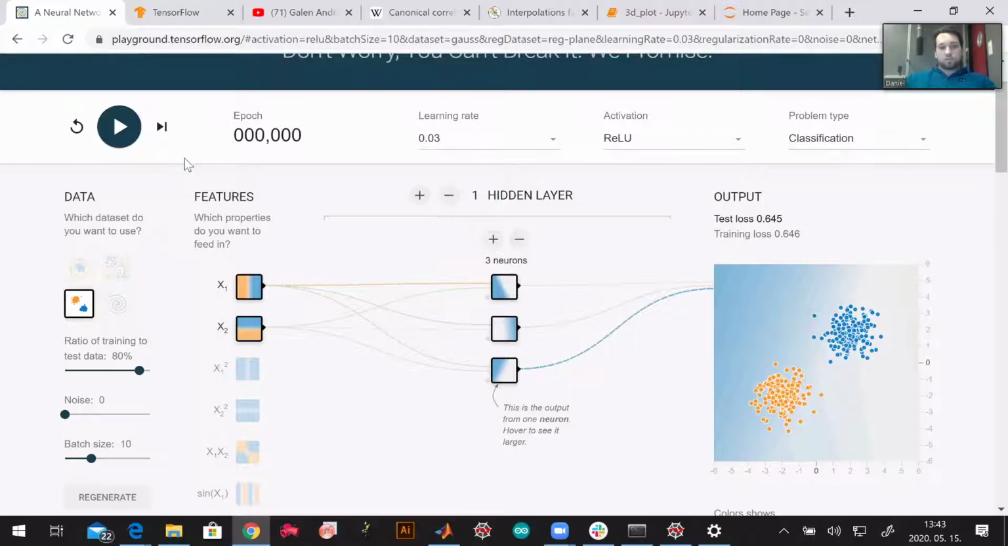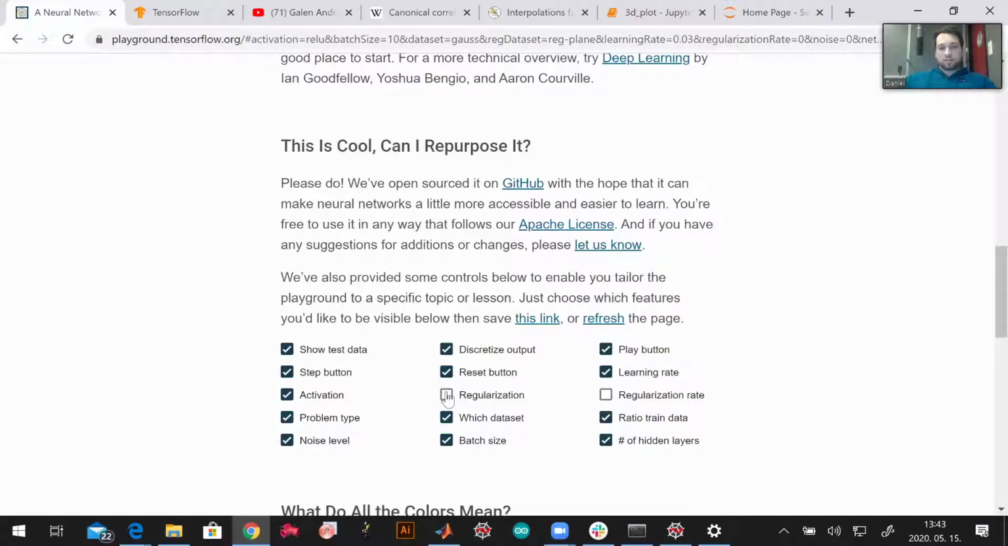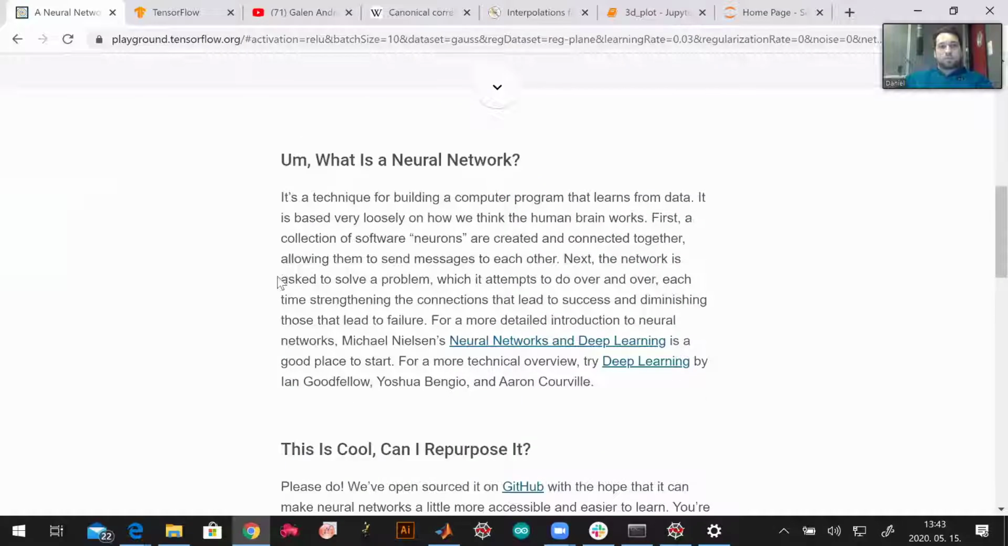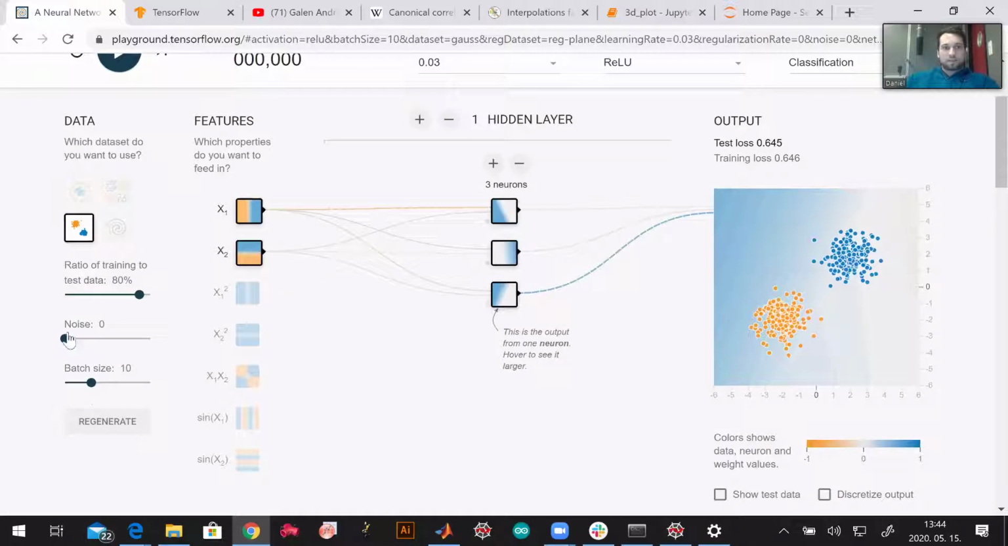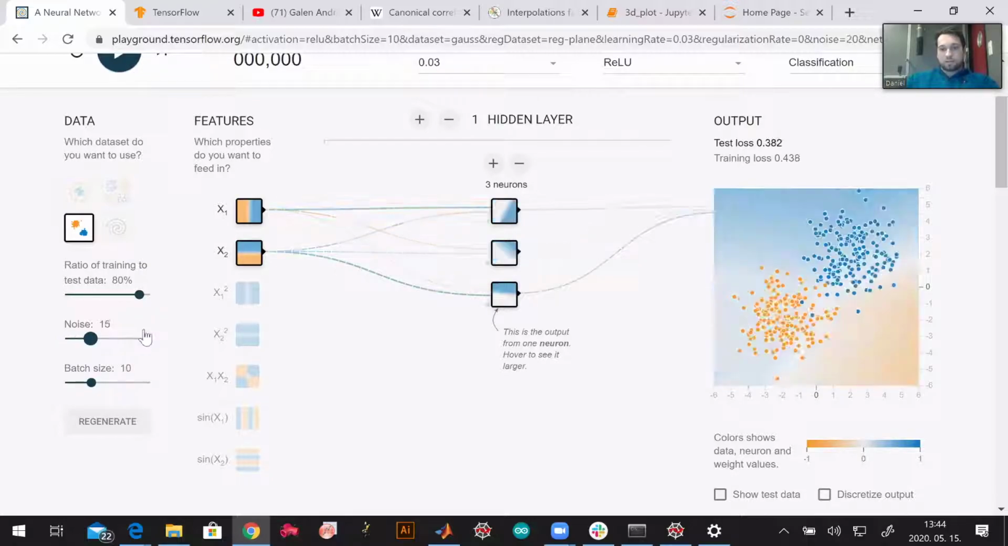First thing you should do is to uncheck the regularization and the regularization rate, because this is something that we did not talk about, but if you're interested, you can also read and see what it is. You can set the ratio of training to test data. I think in normal cases, it would be like 80% of the data is the training data and 20% is the test data. You can also make the data more noisy. And if you look at the right, you can see what that means.